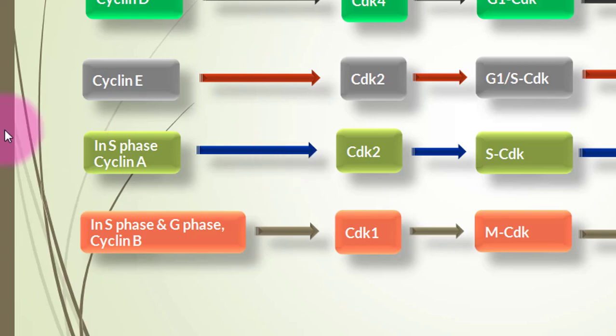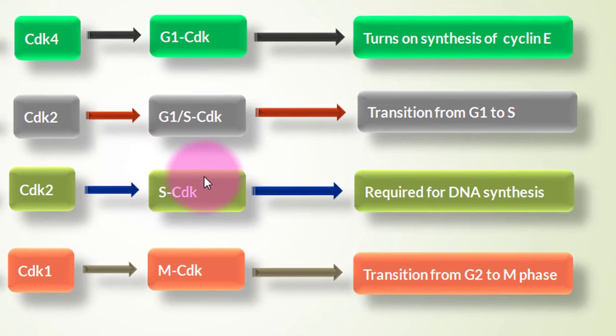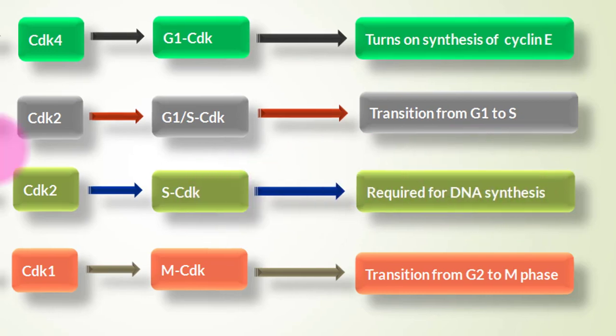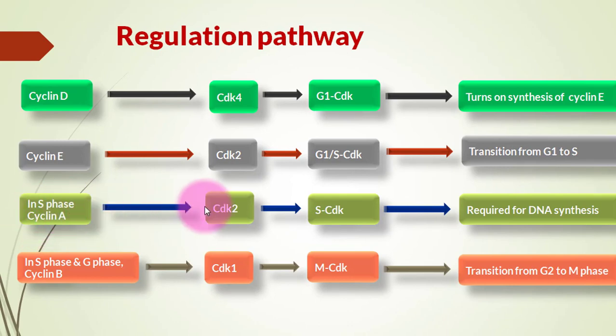What happens in the S phase? When the cell enters the S phase, it makes cyclin A, which binds to CDK2, forming an S-CDK. This complex will trigger the activation of the transcription factors for a number of enzymes and proteins required for DNA synthesis, so this is very important for DNA synthesis. So in the S phase, the cyclin A produced binds with CDK2, forming an S-CDK, and this complex activates a number of transcription factors so that a number of enzymes are produced. These enzymes are very important for the synthesis of DNA.